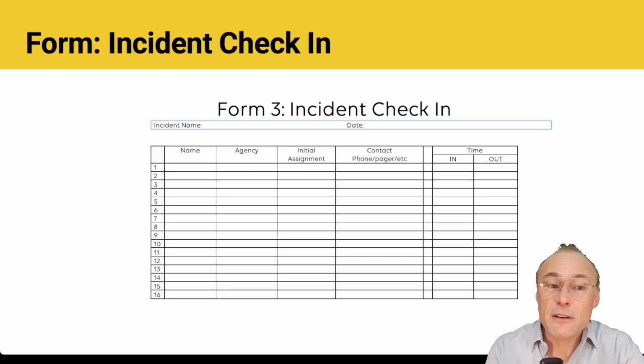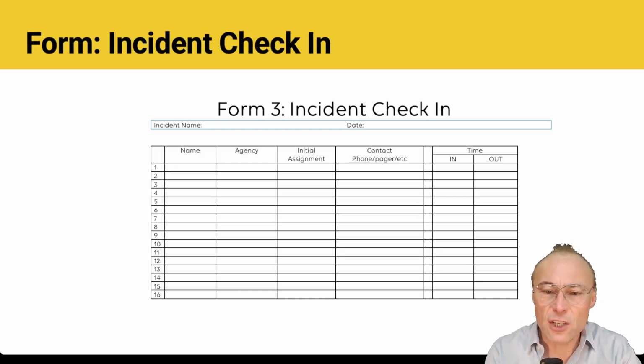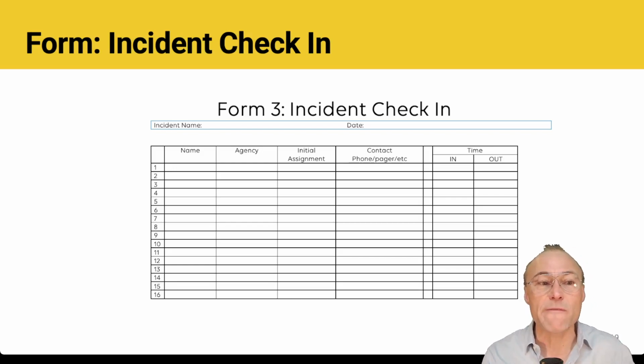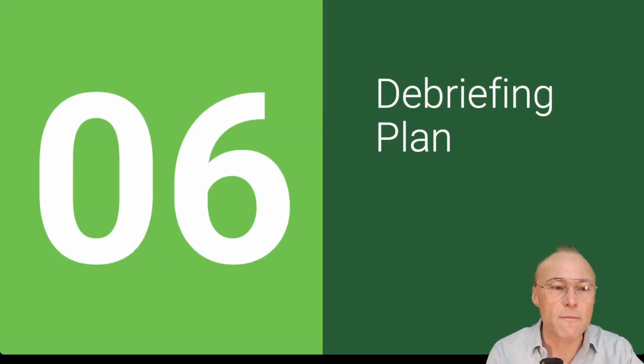Here's an example of a simple form, an incident check-in. We have a name, we have the agency, their initial assignment, their contact, and their time in and their time out. And these forms can be electronic, they can be analog, whatever works best for your situation. But the important thing is that these forms are there and people use them in the event of a disaster. I like the standard operating procedures and the checklist to refer directly to these forms when they're going to be needed, so people are reminded to use those forms.